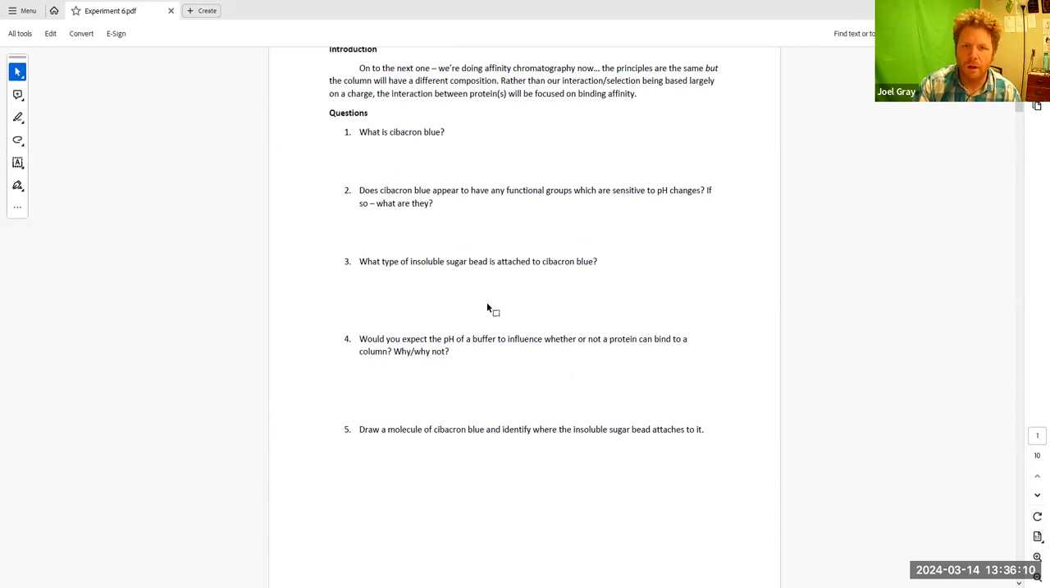Now, with that in mind, I wanted to share with y'all a paper and just kind of give you an introduction of Cibacron blue as a molecule used for affinity chromatography. So just one moment. I'm going to pause this.